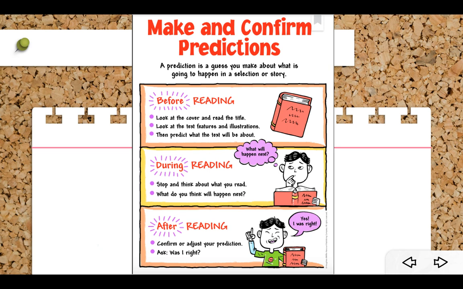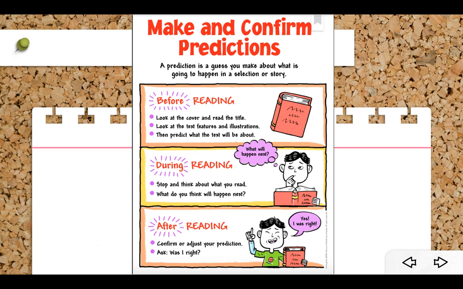Take a moment to look at the making and confirming predictions anchor chart. This chart tells you what a prediction is and also tells you how to make and confirm predictions. Please take a moment to copy the chart down into your reading journal. Welcome back. I hope that you copied the entire anchor chart down because you'll be able to use it as a reference later to help you make predictions about text that you are reading. Now that you've copied down the chart, I want to discuss it.